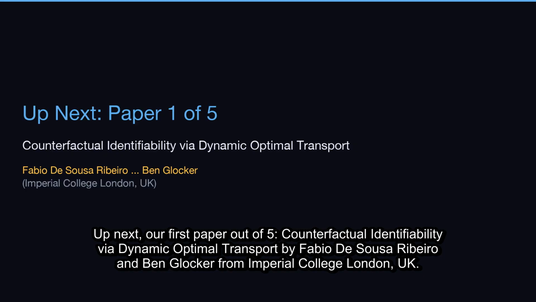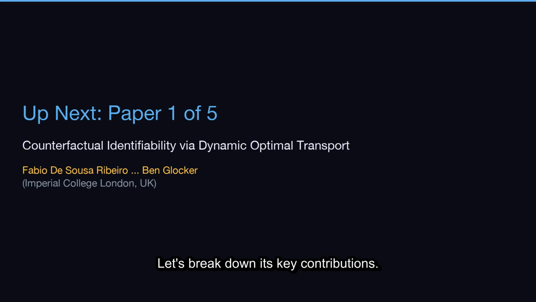Up next, our first paper out of 5, Counterfactual Identifiability via Dynamic Optimal Transport by Fabio de Souza Ribeiro and Ben Glocker from Imperial College London, UK. Let's break down its key contributions.